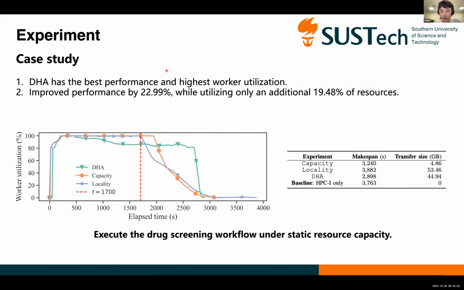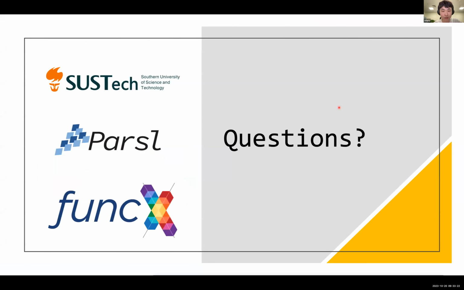We also executed a real-world workflow to test our scheduling performance. We can see that DHA has the best performance and the highest worker utilization. It can improve the performance of the workflow by 23% when employing an additional 20% of distributed resources. This is compared to using one single cluster. So any questions?